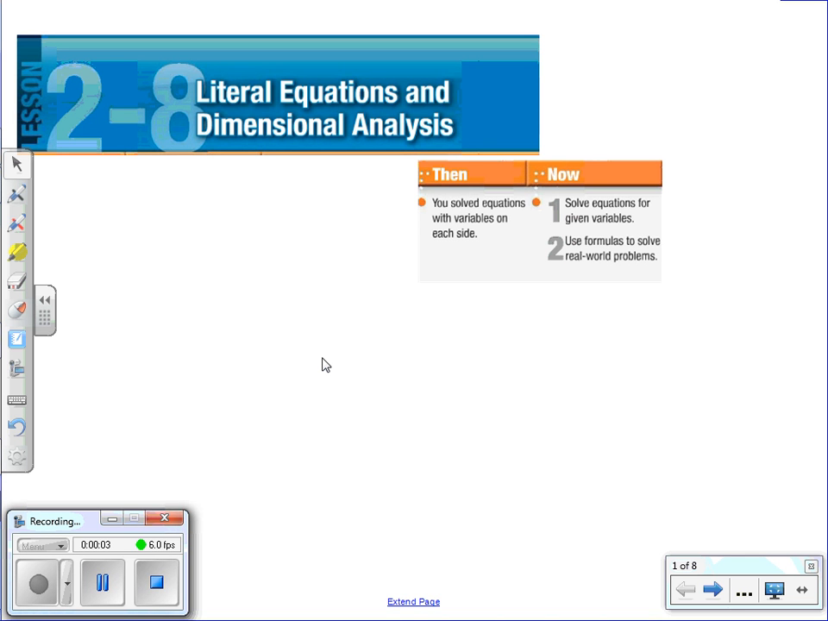2-8 is literal equations in dimensional analysis. Sounds really complicated, but we'll make it less complicated because we're not going to do dimensional analysis, so you guys will like that. Literal equations just means an equation that has a couple of variables in it and that we use for formulas and stuff. So in this section we're going to solve equations with a couple of variables, and we are going to look at how to use a formula to solve a real-world problem. Not too complicated.